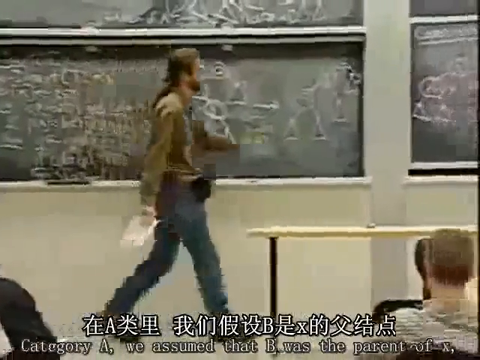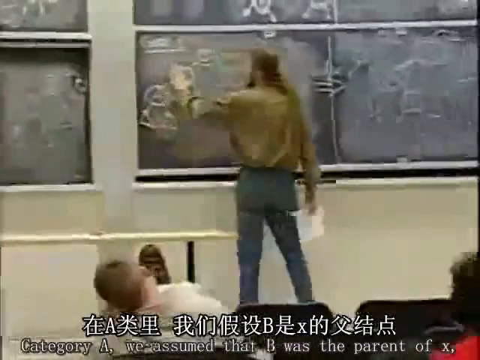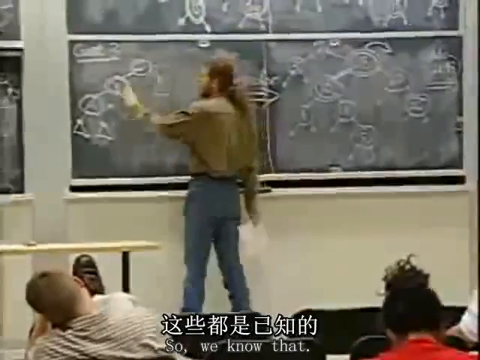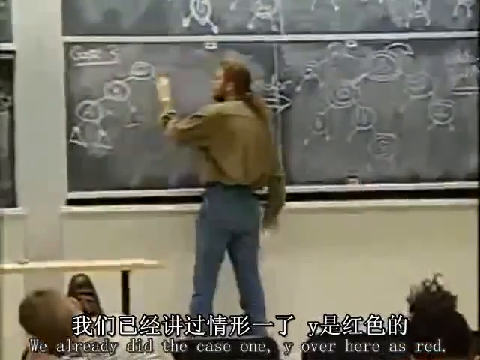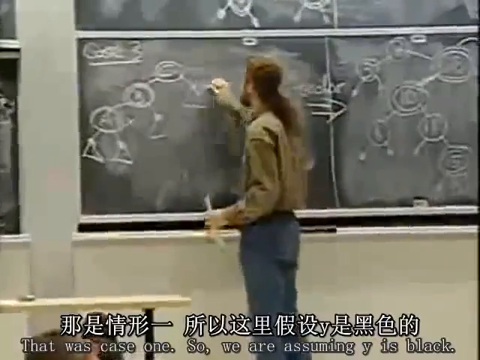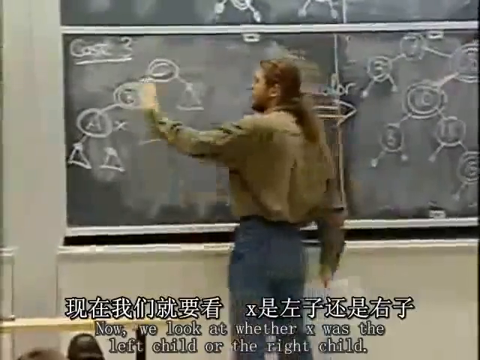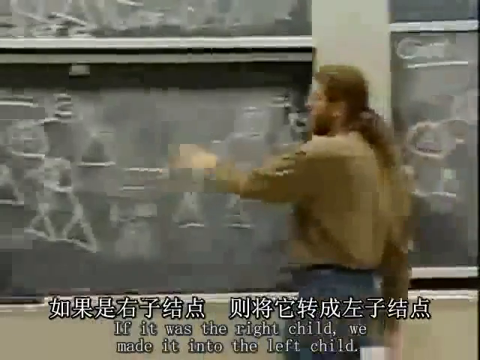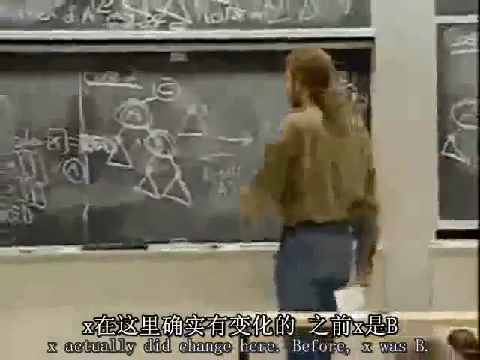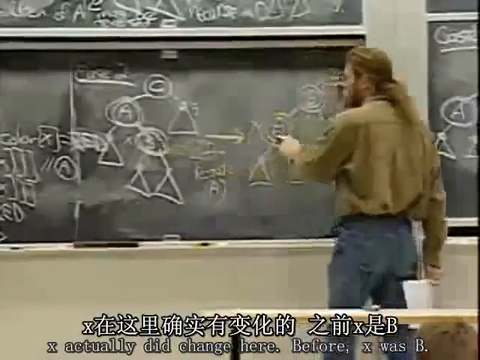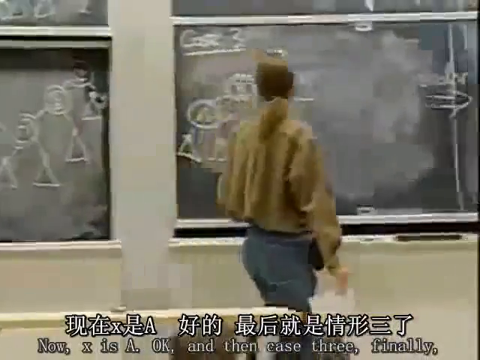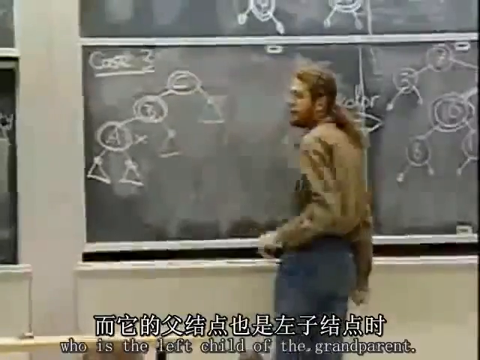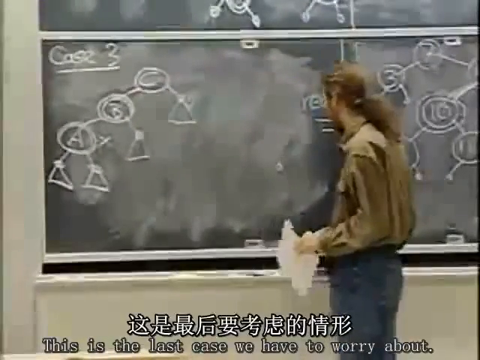Category A, we assumed that B, the parent of X, was the left child of the grandparent, here C. So we know that. We already did the case 1, Y over here is red. That was case 1. So we're assuming Y is black. Now we look at whether X was the left child or the right child. If it was the right child, we made it into the left child. X actually did change here. Before X was B, now X is A. Okay, and then case 3 finally is when X is the left child of the parent who is the left child of the grandparent. It's the last case we have to worry about.